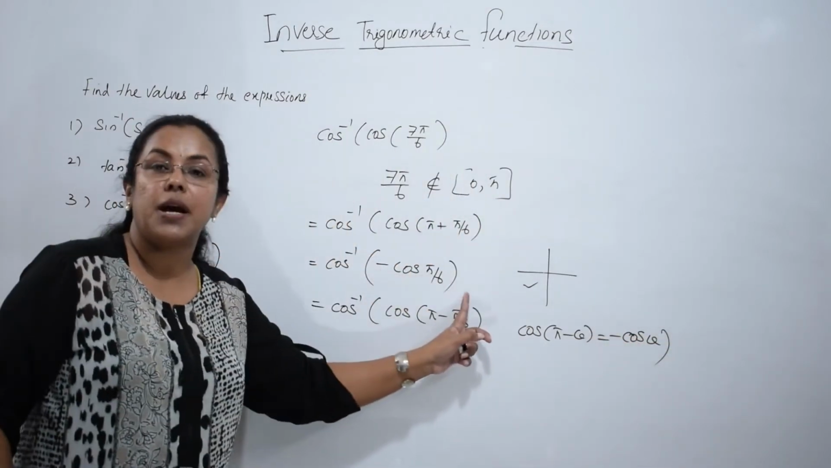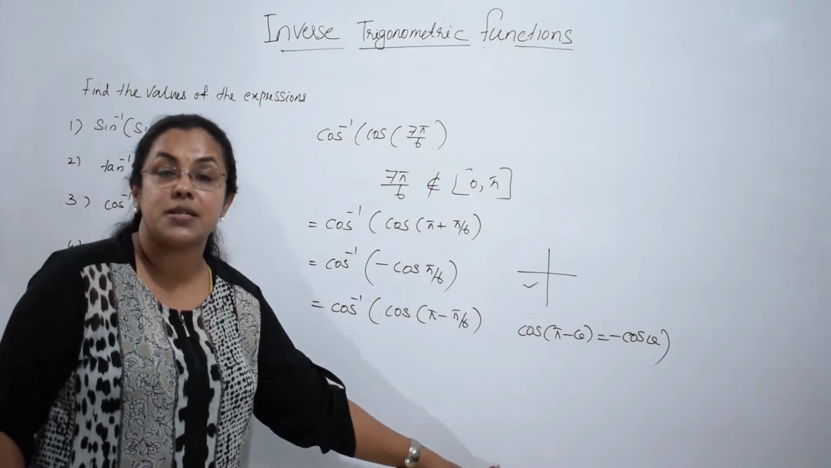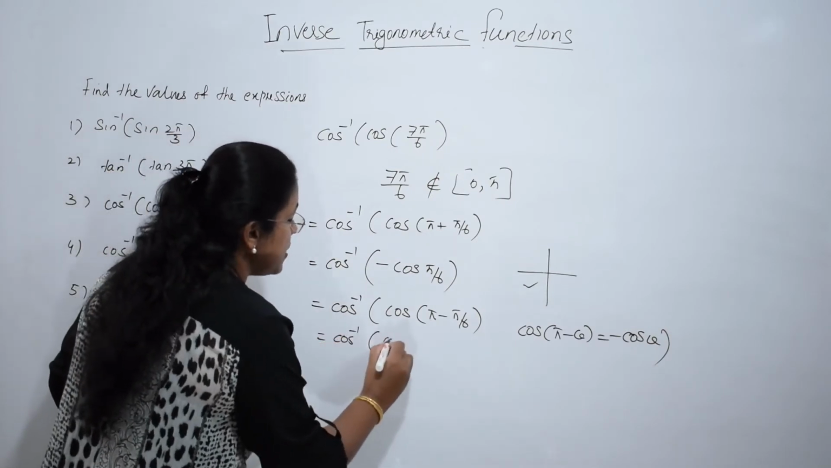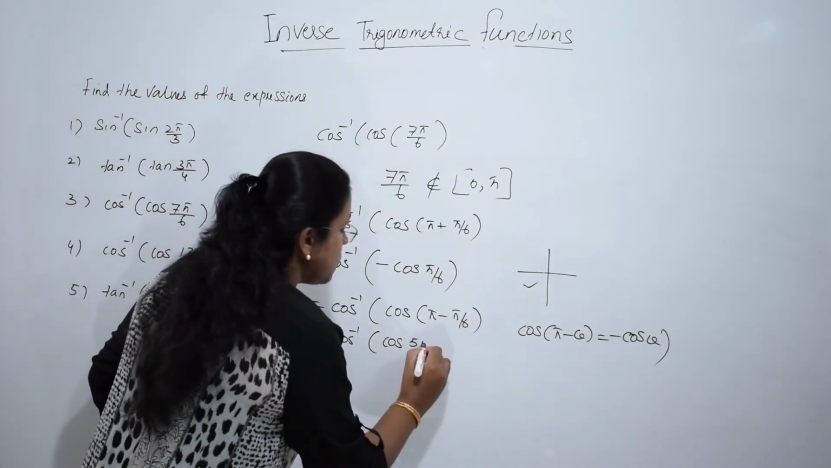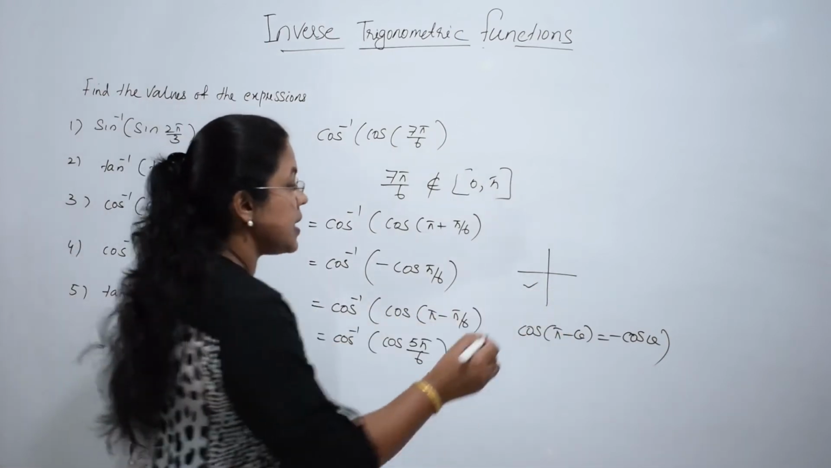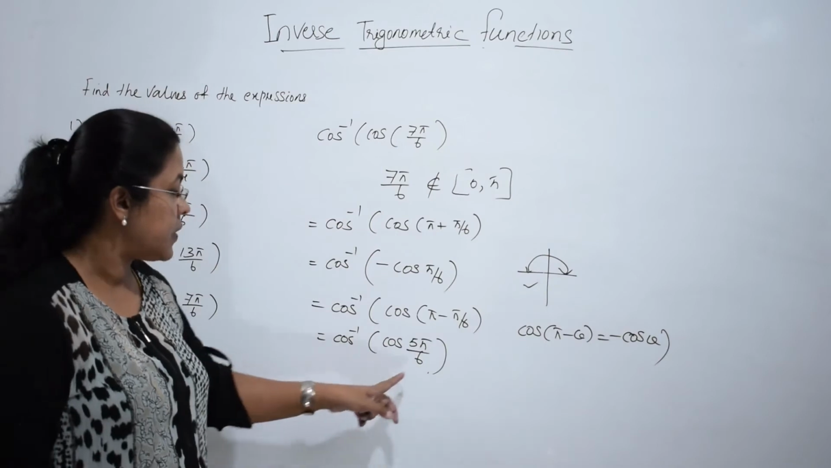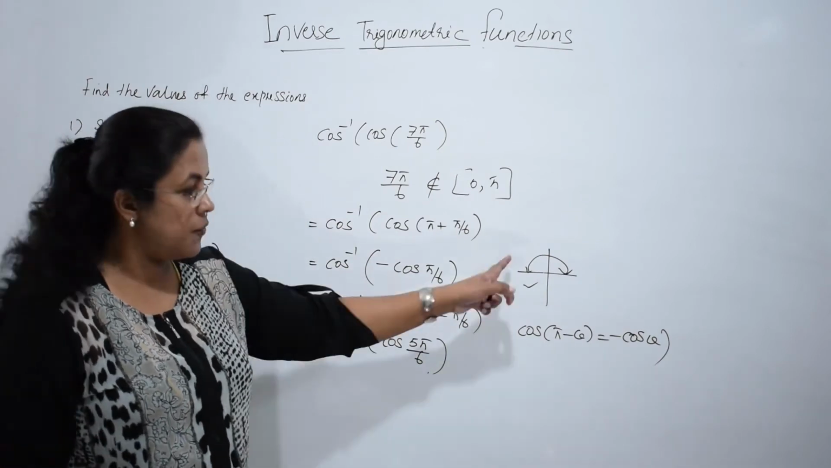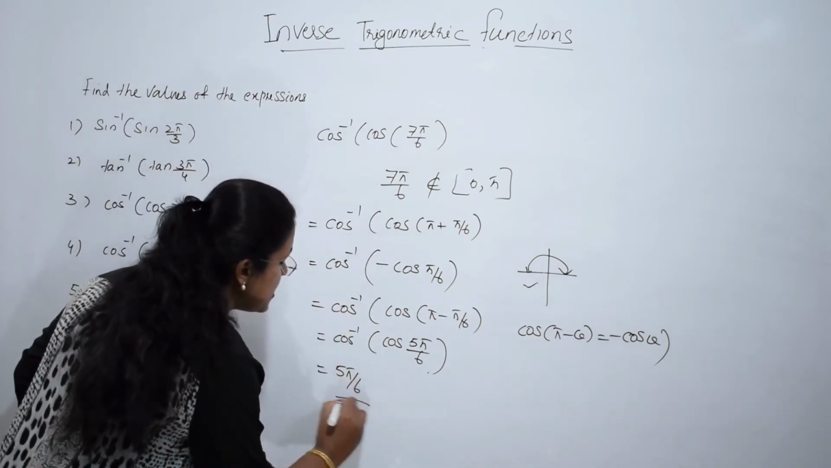So we can write minus cos theta as cos pi minus theta, or pi minus pi by 6. That is cos inverse cos, what is pi minus pi by 6? 5 pi by 6. Is 5 pi by 6 an element of this principal branch 0 to pi? This is 30. 30 into 5 is 150. Of course, it is an element. So the final answer is 5 pi by 6.